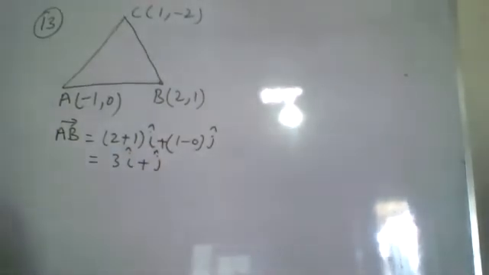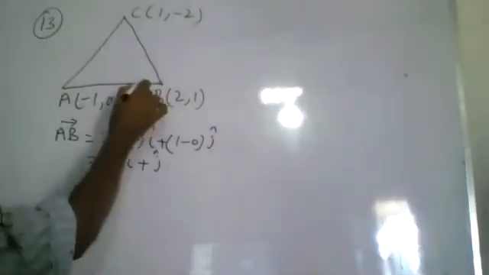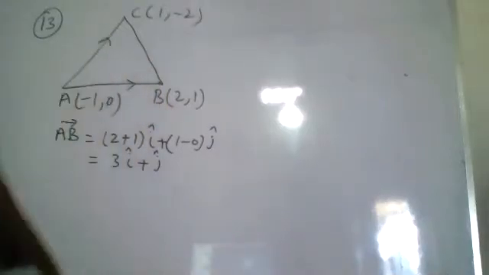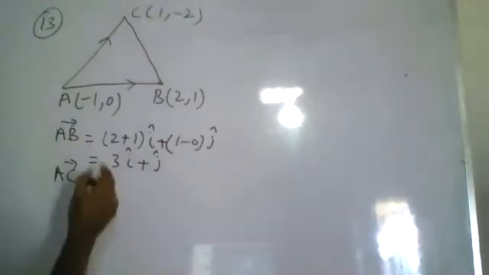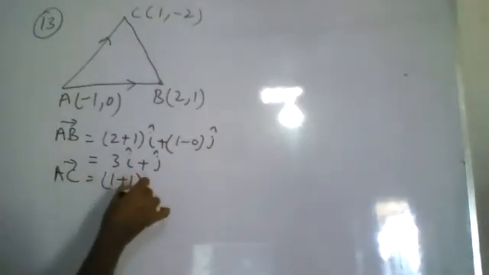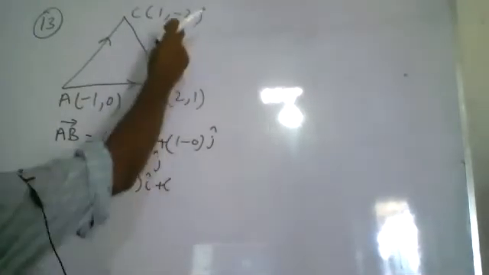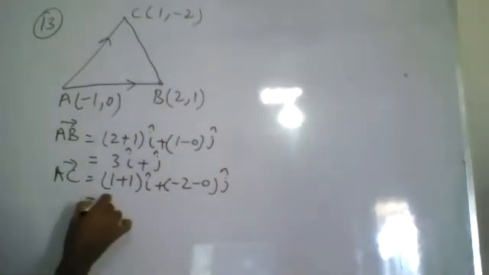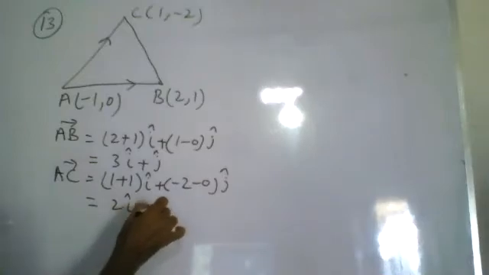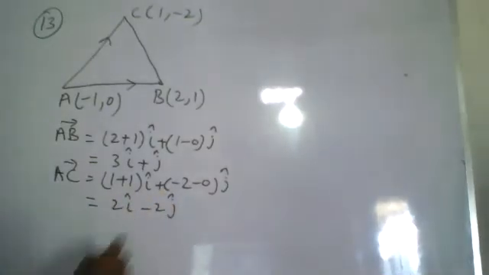In the same way, we will find vector AC. This is vector AB, this is vector AC. 1 minus -1, 1 plus 1 will be 2i, plus -2 minus 0, j. It will become 2i minus 2j. This is vector AB, this is vector AC. We will find the angle in between them.